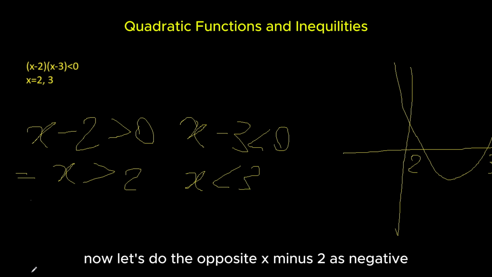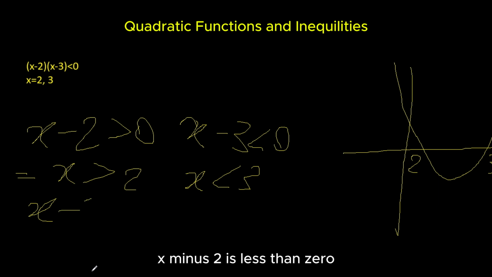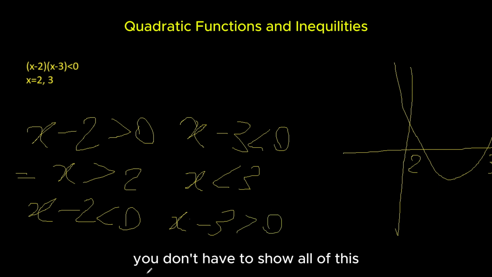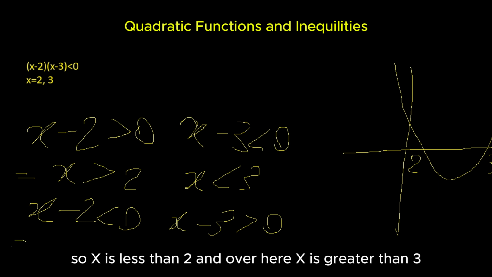Okay, now let's do the opposite. x minus 2 as negative. x minus 2 is less than 0, and x minus 3 is greater than 0. By the way, you don't have to show all of this. I'm just showing all of this to make you understand. So x is less than 2, and over here x is greater than 3.